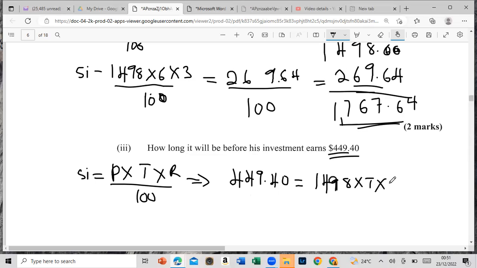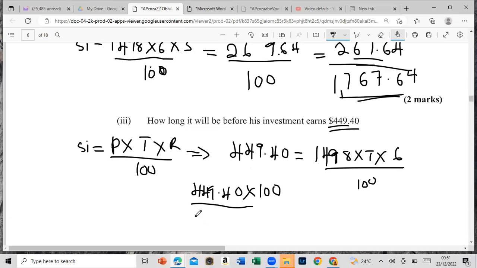And then it's 6%. So now we're going to transpose. What's being divided? It's going to be 449.40 times 100, because this is being divided. So we're going to multiply by 100, and then we divide by 1,498 times 6, and that will give us how long it will take to earn that amount.